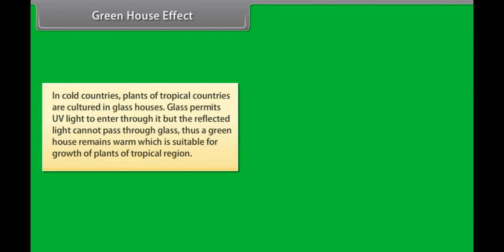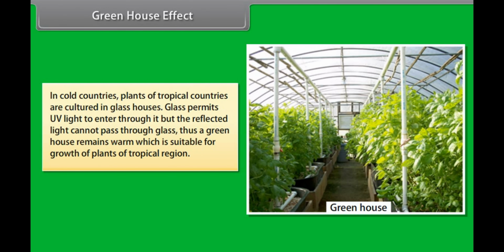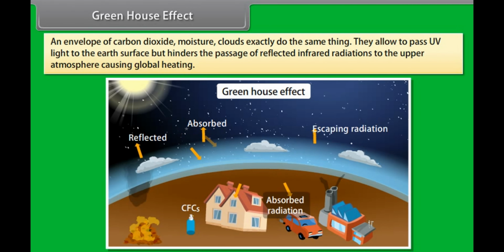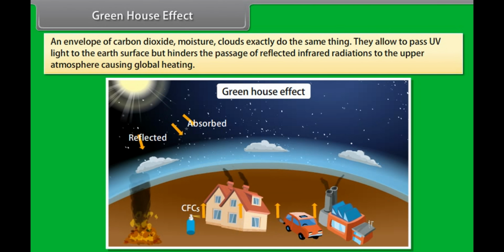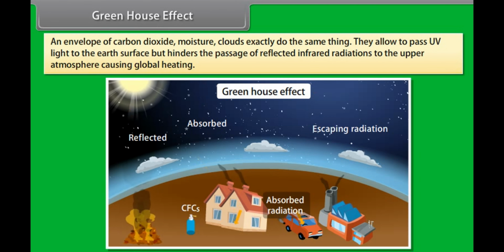Greenhouse effect. In cold countries, plants of tropical countries are cultured in glass houses. Glass permits light to enter through it, but the reflected light cannot pass through the glass. Thus, a greenhouse remains warm, which is suitable for growth of plants of tropical regions. An envelope of carbon dioxide, moisture and clouds does exactly the same thing. They allow light to pass to the Earth's surface, but hinder the passage of reflected infrared radiation to the upper atmosphere, causing global heating.